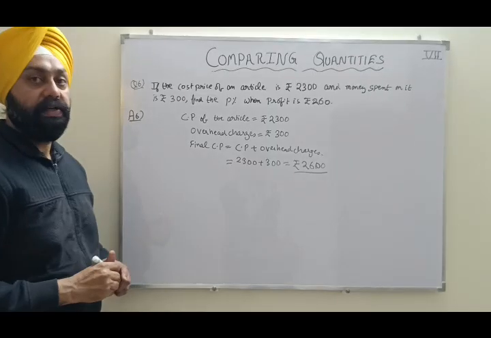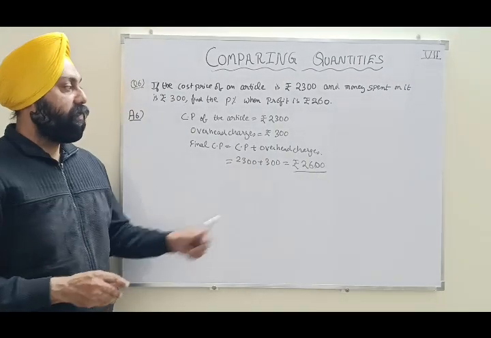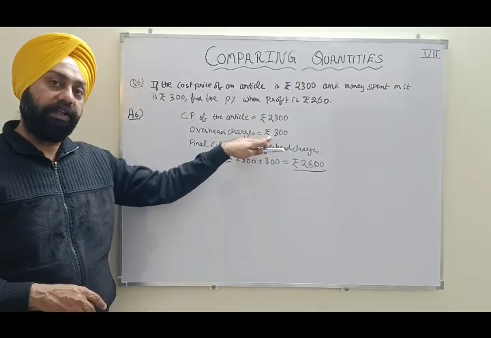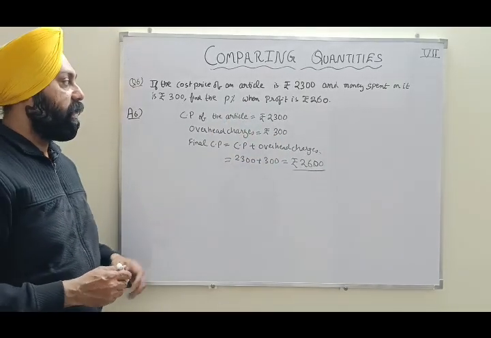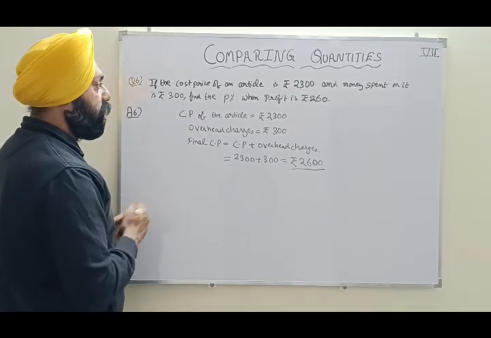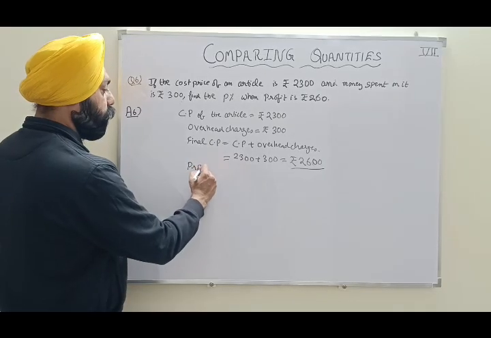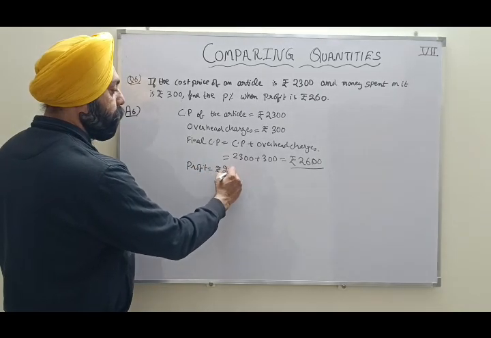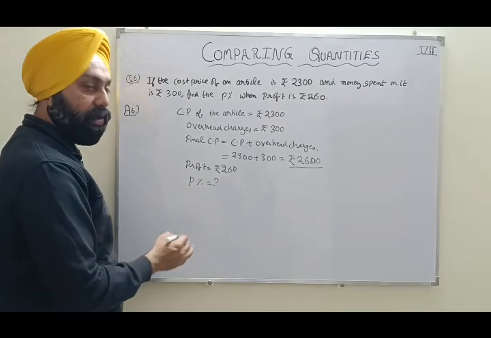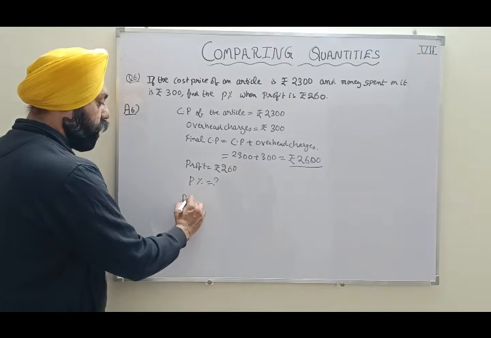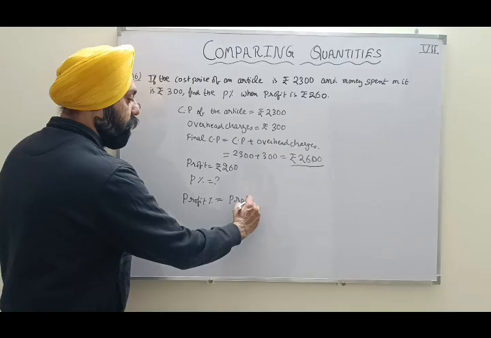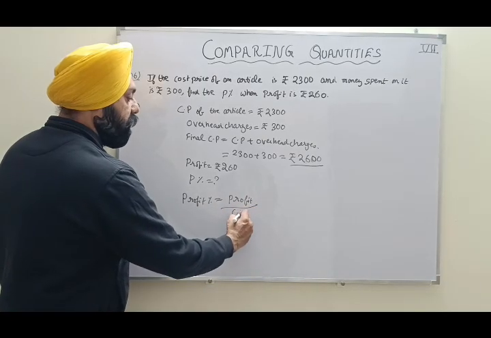So while finding the profit percent, we will be taking this CP, not the earlier CP, because additionally we have spent rupees 300 on its repair or maybe painting or whatever. So that price also gets included in the cost price. Now again, what is given? Profit is given as rupees 260, and profit percent we have to find. That is very simple. Again, we will write the formula of profit percent. Profit percent is equals to whatever is the profit divided by whatever is the cost price into 100.